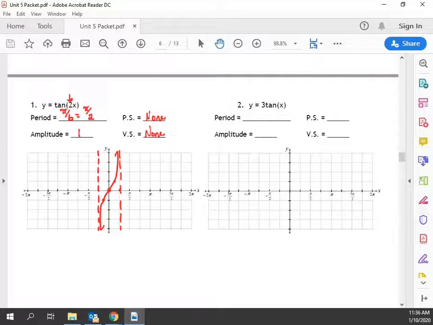Well, let's go on to number 2. The period again. Pi over b, which is pi over 1, which is pi. Amplitude, this one changed. It's 3. Phase shift, none, N-U-N. Okay. Vertical shift, N-O-N-E. Okay, this one's an N-O-N-E. Make sure I get the right none right.